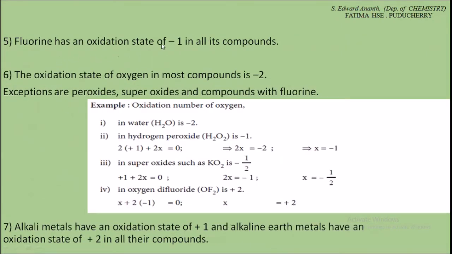Fluorine has an oxidation state of -1 in all of its compounds. Oxidation state of oxygen in most of the compounds is -2. Peroxide க்கு we have to consider as -1. Superoxide க்கு -half. Fluorine ஓட combined இருக்கும் பொழுது +2. Oxidation number of oxygen in water, it is -2. Whereas in peroxide you have to term it as -1.